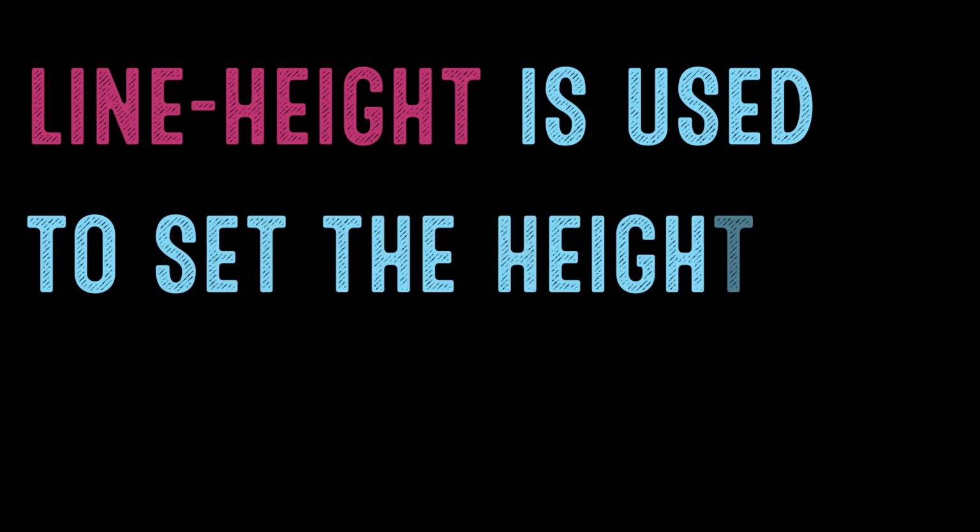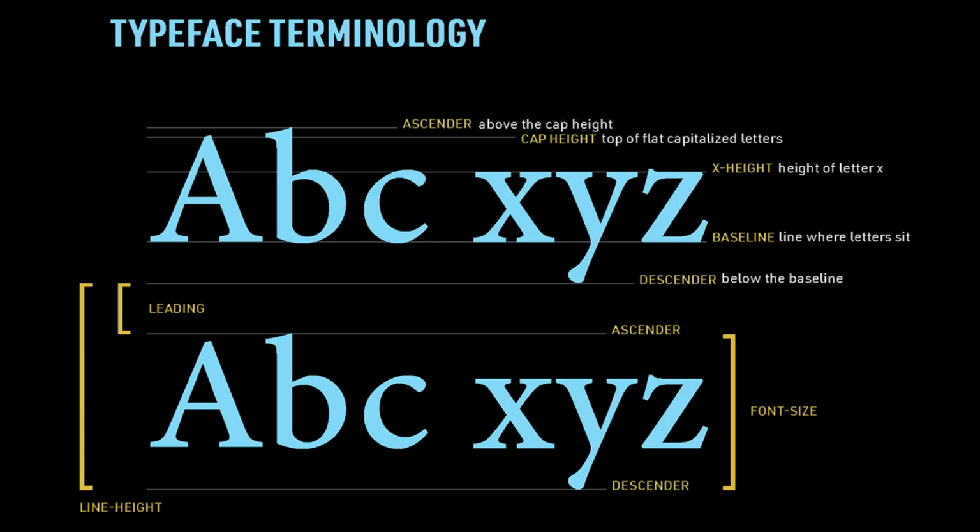Line height is used to set the height of each line of text. To understand line height, let's review this illustration of typeface terminology. The baseline is where the letters sit. The cap height is the distance between the baseline to the top of flat capitalized letters. Ascenders are letters that extend above the cap height, while descenders extend below the baseline.